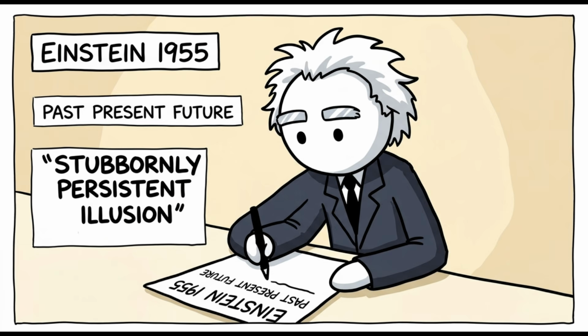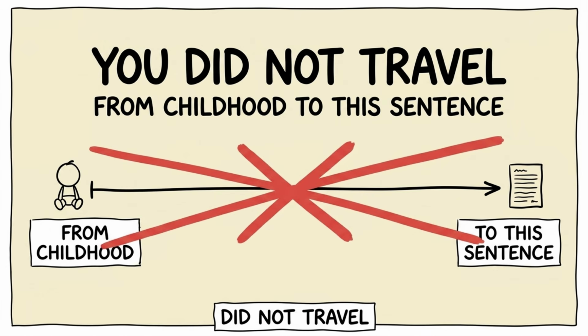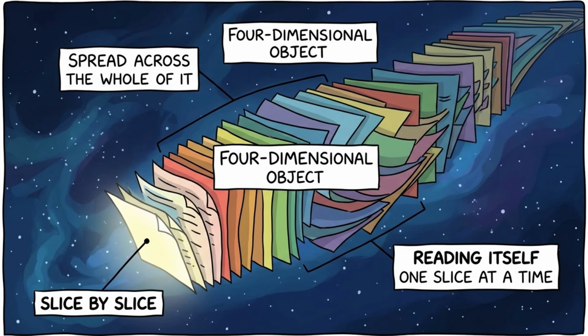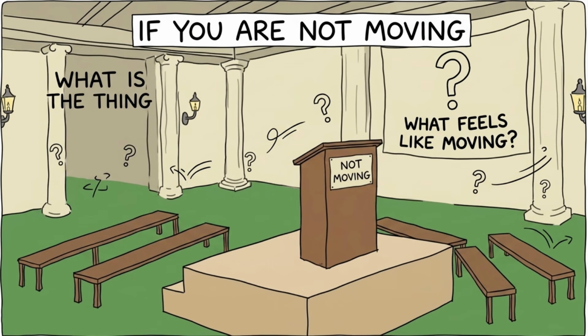Einstein wrote to Michele Besso's family in 1955 that for physicists like him, the distinction between past, present, and future is only a stubbornly persistent illusion. You did not travel from your childhood to this sentence. You are spread across the whole of it, entire, already, and the sensation of passage is a 4-dimensional object reading itself one slice at a time. If you are not moving through time, what is the thing that feels like moving?